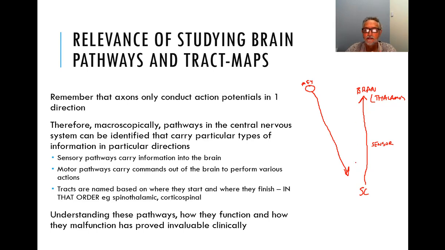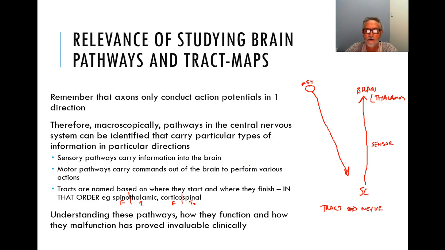Those tracts are the equivalent of nerves. So in the central nervous system, a tract is basically equivalent to a nerve. So it carries information from one region to another. And we give these tracts often, not always, but often, names based on where they go to. So this one, from the spinal cord to the thalamus, is the spinothalamic. Then corticospinal, from the cortex to the spinal cord.